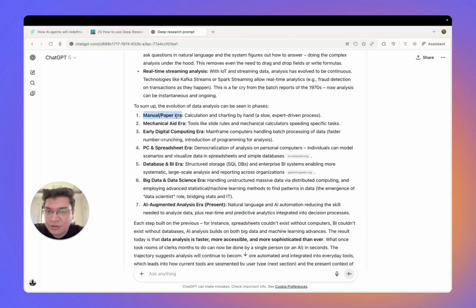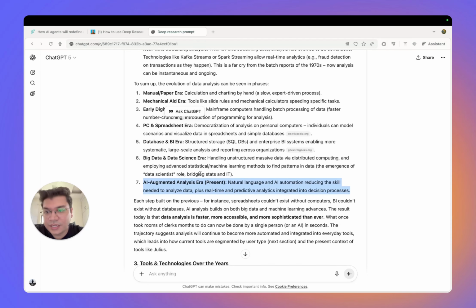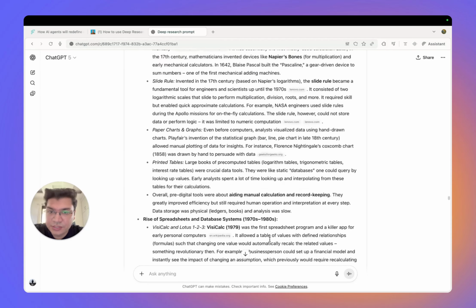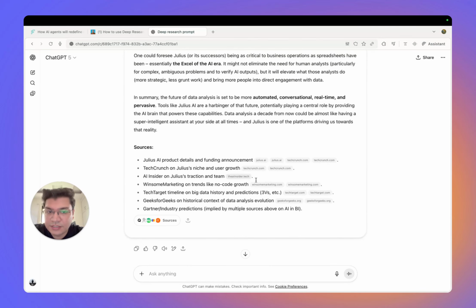And then basically this is how things have been, right? We started with the manual or paper era, then we got into the mechanical aid era, then early digital computing, PC and spreadsheet, database and BI, then big data, and now we have the AI-augmented analysis era, which is a natural progression, right? And that is how Julius AI is trying to position itself. So there are different kinds of tools, and it has a lot of information which I can consume and use. It has also written out all the sources which are being used.